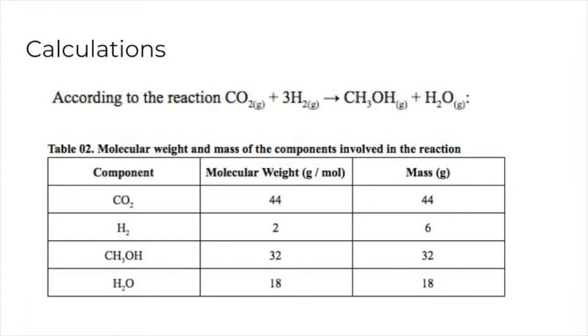The hydrogen component has a molecular weight of 2 grams per mole, but as it has 3 moles to react, it has a mass of 6 grams. Then, methanol and water each had only 1 mole produced. Methanol has a molecular weight of 32 grams per mole and a mass of 32 grams, and the water has a molecular weight of 18 grams per mole and a mass of 18 grams.